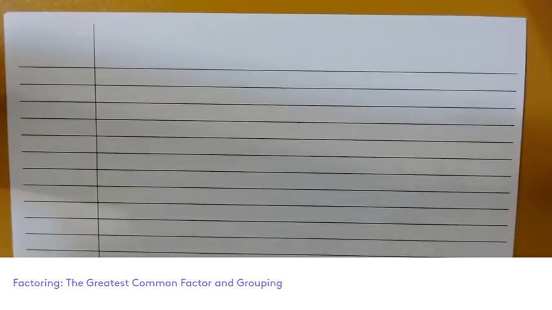Now let's take a look at factoring. In particular, let's look at the greatest common factor and the concept of factoring by grouping.